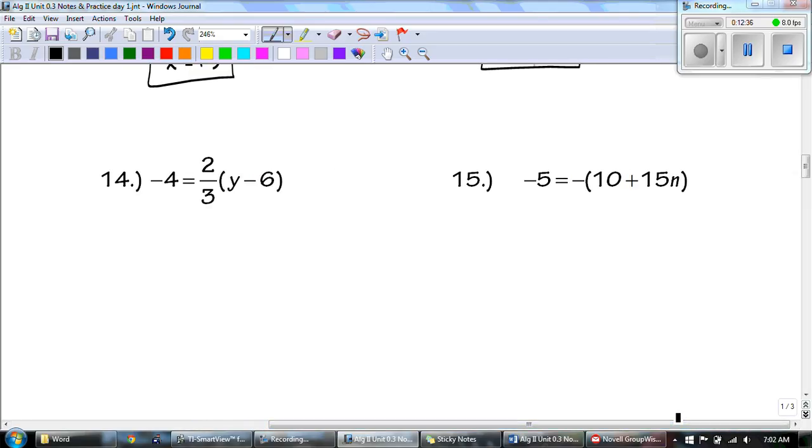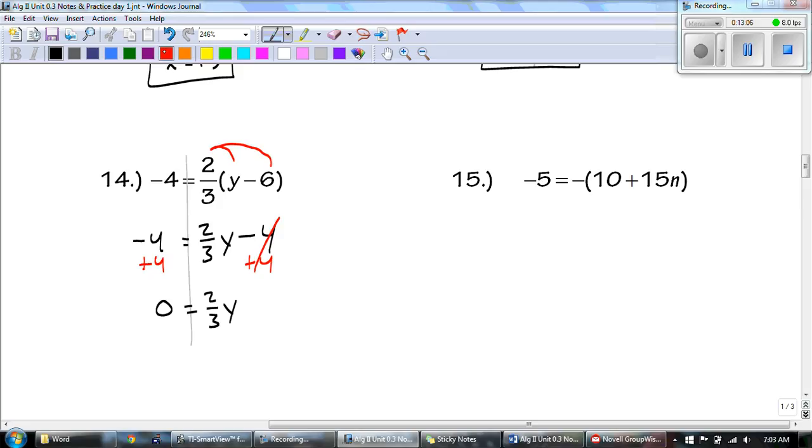Okay, even with a fraction, we're going to do the same thing, okay? We're going to distribute n, so that's 2/3 y, minus 2 times 6 is 12. 12 divided by 3 is 4, okay? I want to get the y by itself, so I'm going to add 4 to both sides. Negative 4 plus 4 is 0, so we get 2/3 y equals 0. And when we multiply by the reciprocal, no matter what we're multiplying, we're going to get, yep, 0. Because 0 times anything is 0.